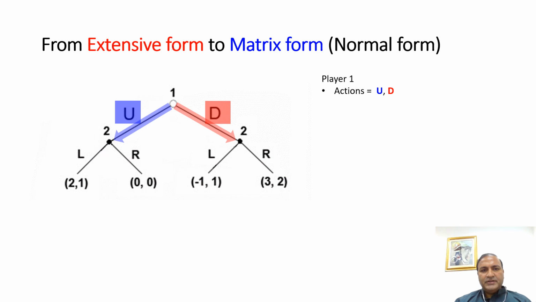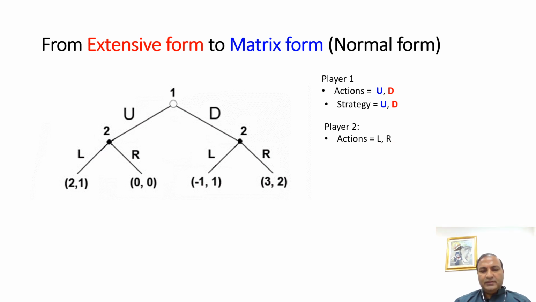And then what are the strategies? Because player 1 is only playing one time, there is no difference between the action and strategy. So the strategy for player number 1 is also U and D. Now we move to player number 2. Player number 2 can choose two actions, left or right. So if I write the actions for player number 2, it will be left or right.